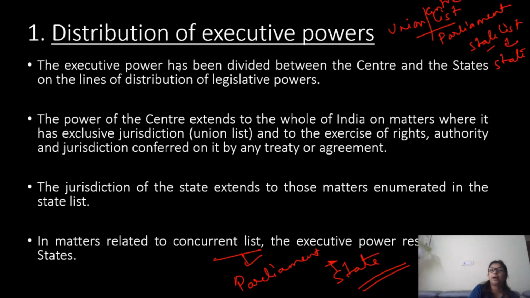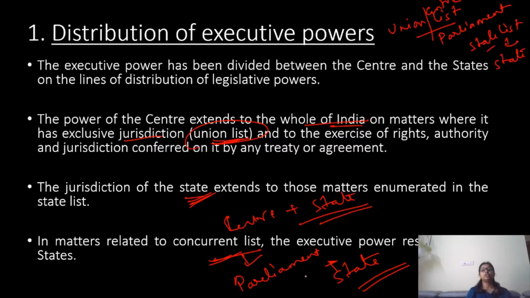Also, the power of the center extends to the whole of India on matters where it has exclusive jurisdiction, that is, the union list. The union list, the center list, is completely taken care of by the parliament and extends to the whole of India, while the state list extends only to the state. The concurrent list is together: center plus state both will take the decision.